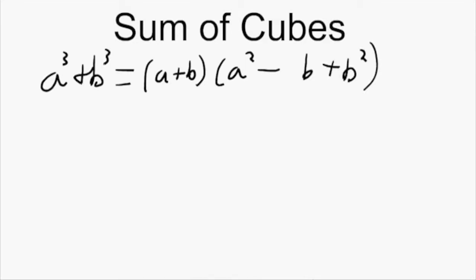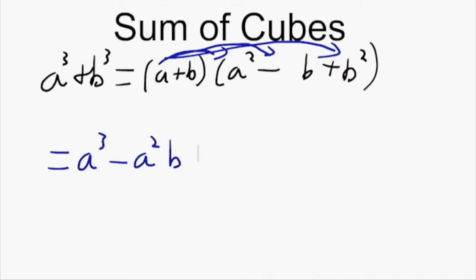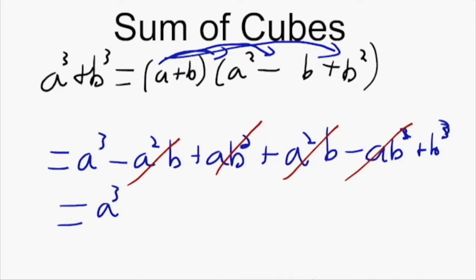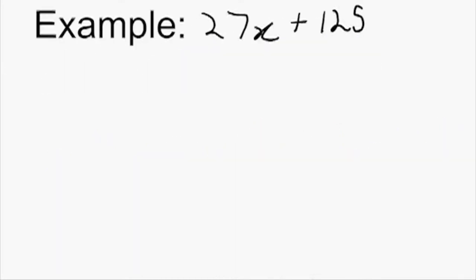Now we're going to see if the right side equals the left side, so we're going to expand the right side. We're going to distribute the a value and the b value. After distributing the a and b value, we see that negative a squared times b cancels out with a squared times b, and a times b squared cancels out with negative a times b squared. And it equals a cubed plus b cubed. Now let's do an example.